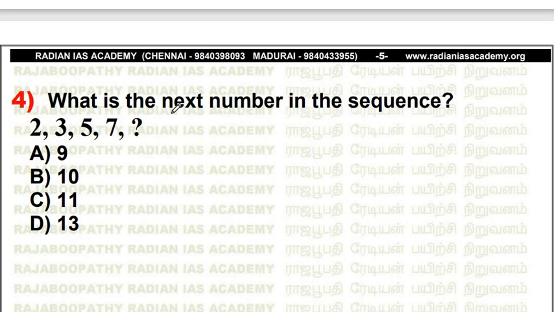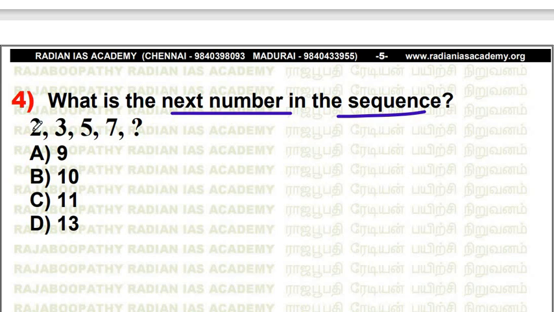Now, what is the next number in the sequence? This we can say is a logical reasoning question. You are supposed to use your brain, the reasoning ability, to answer such questions. 2, 3, 5, 7. What are these numbers? 3, 5, 7 are odd numbers, but 2 is an even number also. They must all have the same property. See, what is the property? They are all prime numbers.